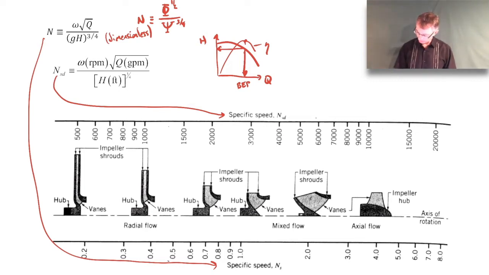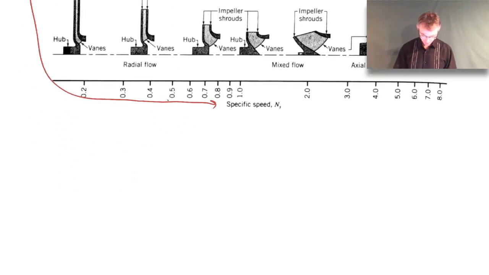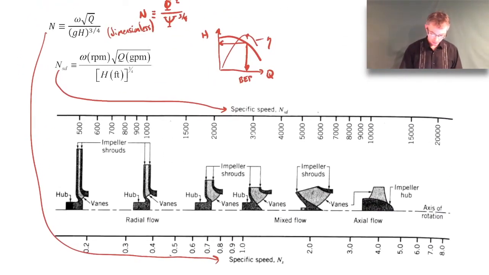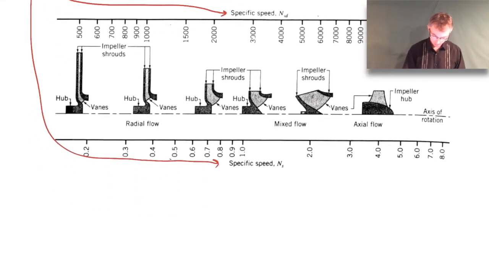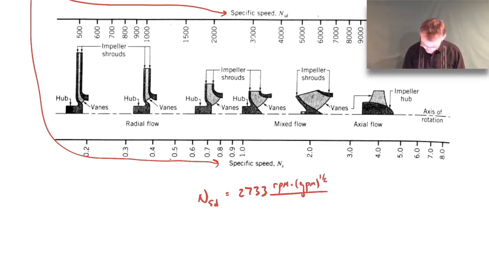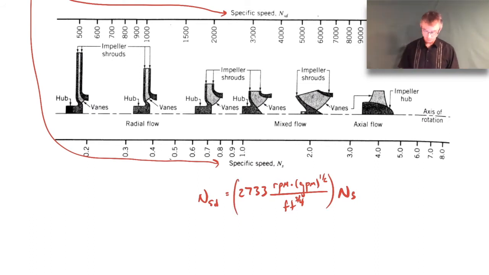All right, so let's see if there's any additional things I wanted to say. If you wanted to convert between the dimensionless and the dimensional specific speeds, the conversion is the following. The dimensional one is 2,733 RPM, gallons per minute, square root, all over feet to the 3/4 power, times the dimensionless specific speed. So if you wanted to do that conversion, there it is.